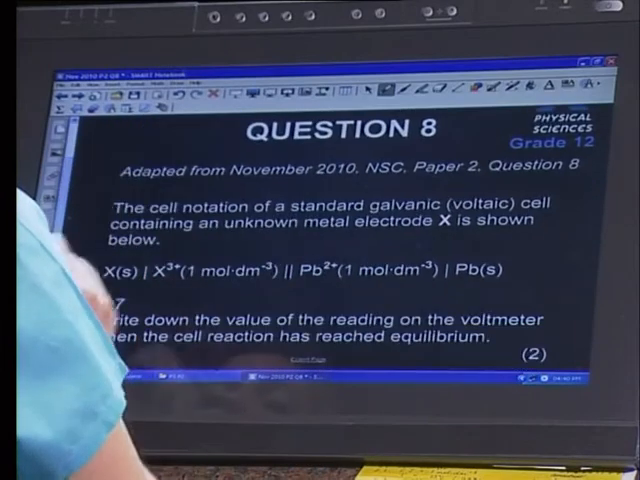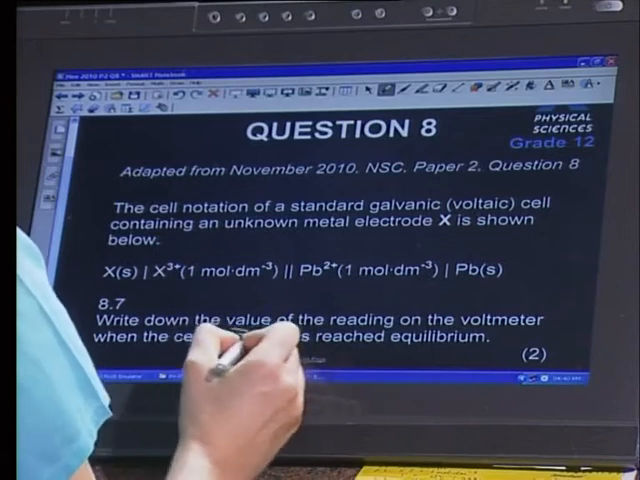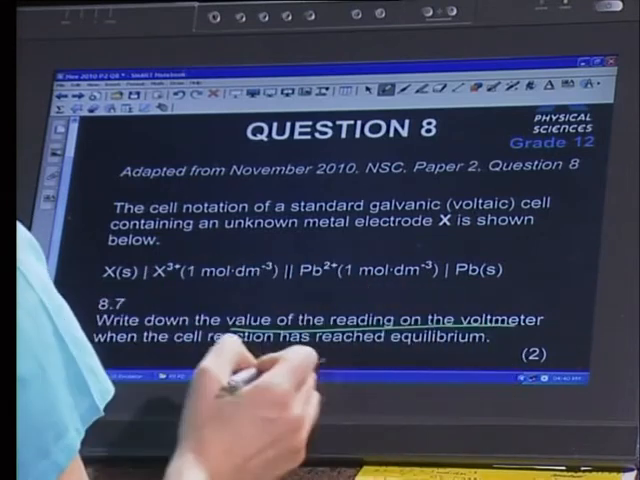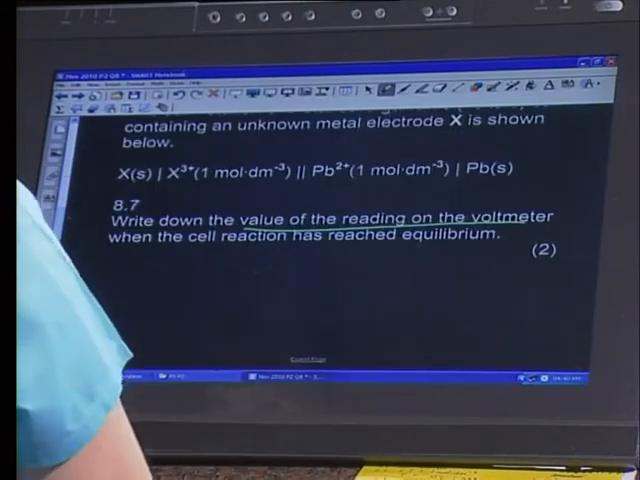The last question, 8.7, they want to know the value of the reading on the voltmeter when the cell has reached equilibrium. Okay, now remember, what is equilibrium? Equilibrium is when two things are balanced. Just imagine you're sitting on a seesaw. You're sitting on one side and your best friend is sitting on the other side. If the seesaw is perfectly balanced, it means that there is zero difference between the two.